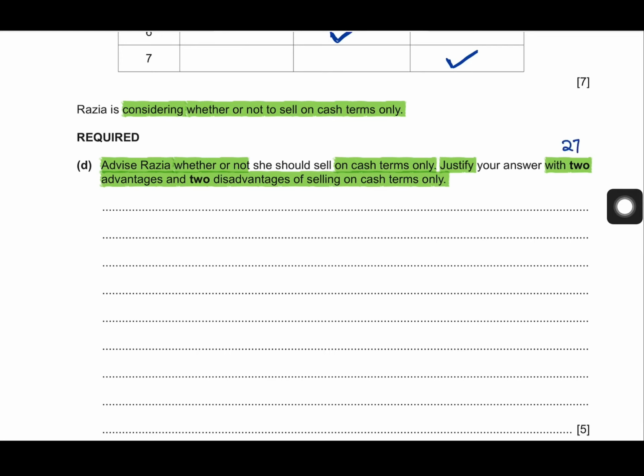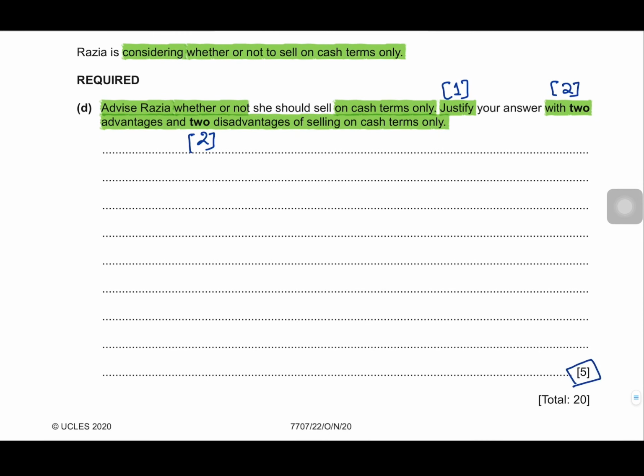2 advantages means 2 points over here, 2 disadvantages means again 2 points over here, and then you have to justify as well, so you have to recommend. So in total 5 marks for this part, speaking in favor and against selling on cash terms only. Right. So let's brainstorm first what the benefits of selling on cash terms only will be. First one will be cash will be received immediately. Right.